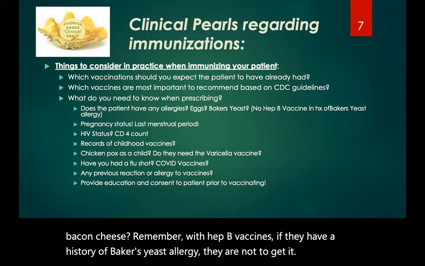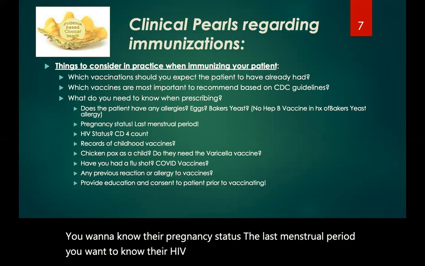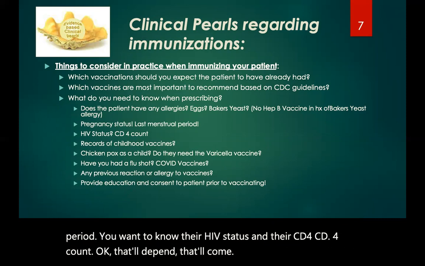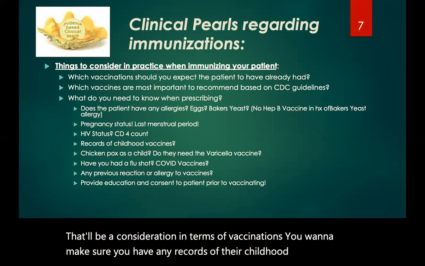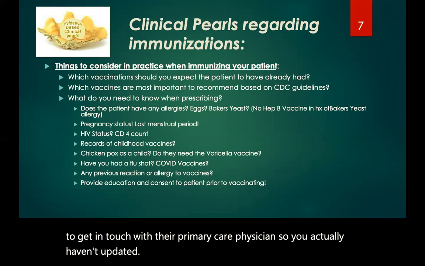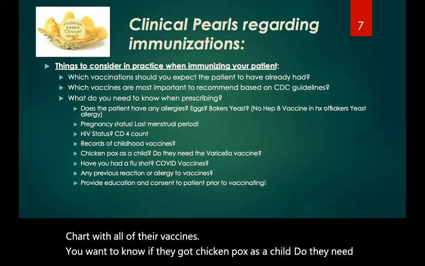You want to know their pregnancy status, the last menstrual period. You want to know their HIV status and their CD4 count. Okay, that'll be a consideration in terms of vaccinations. You want to make sure you have any records of their childhood vaccines. So try to get in touch with their primary care physician so you actually have an updated chart with all of their vaccines. You want to know if they got chickenpox as a child. Do they need the varicella vaccine at this point?